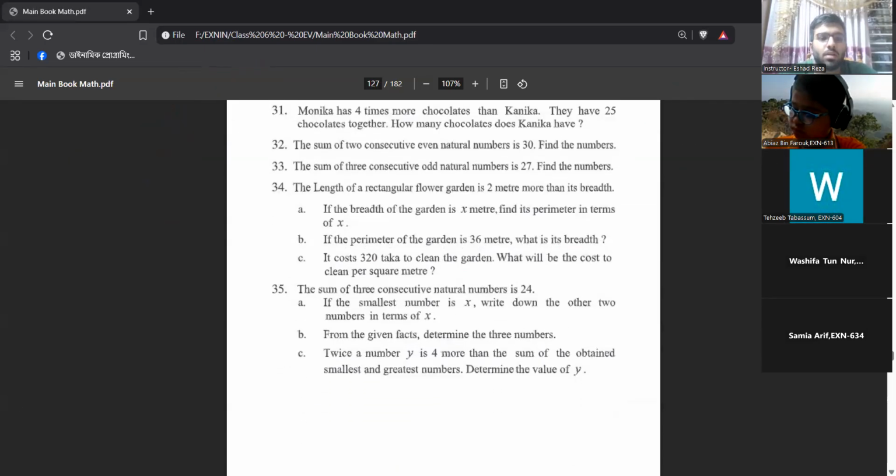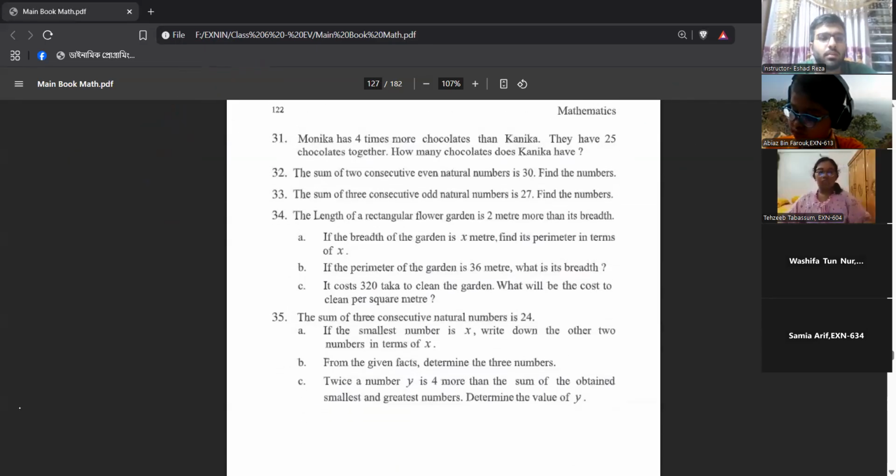So we are almost done. Monica has 4 times more chocolates than Kanika. They have 25 chocolates together. How many chocolates does Kanika have? I do not know that, so that is x. So how many chocolates does Kanika have? x, because we do not know.